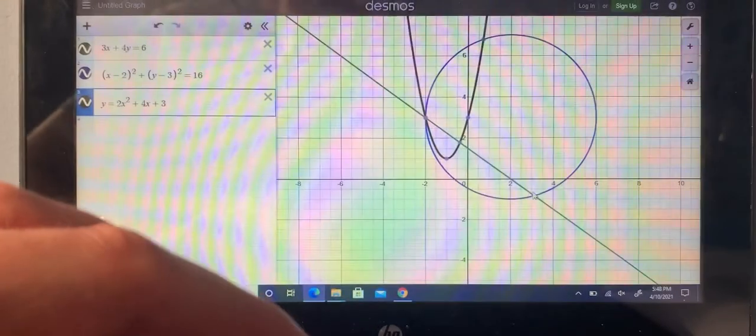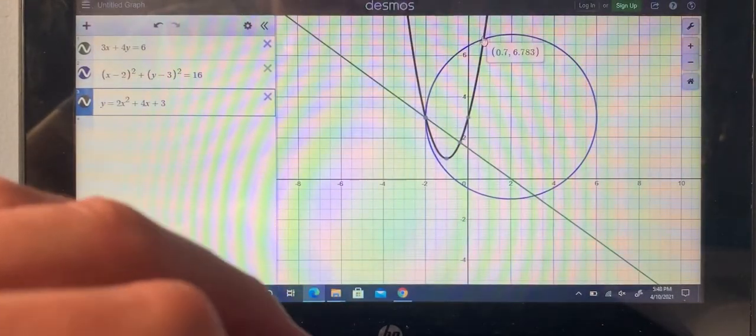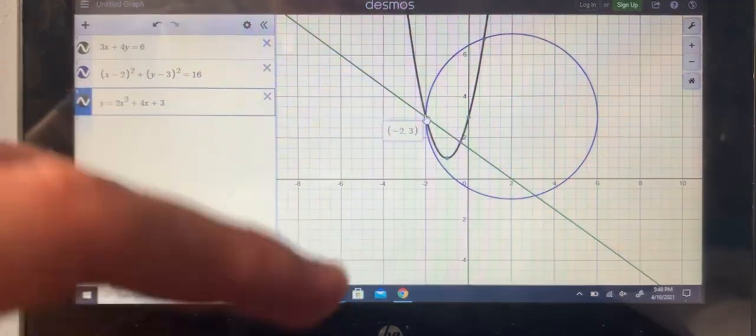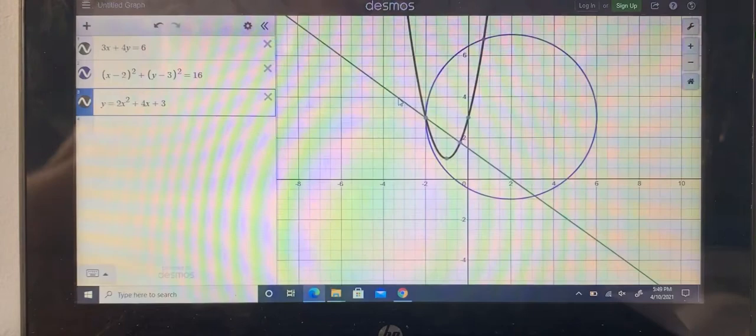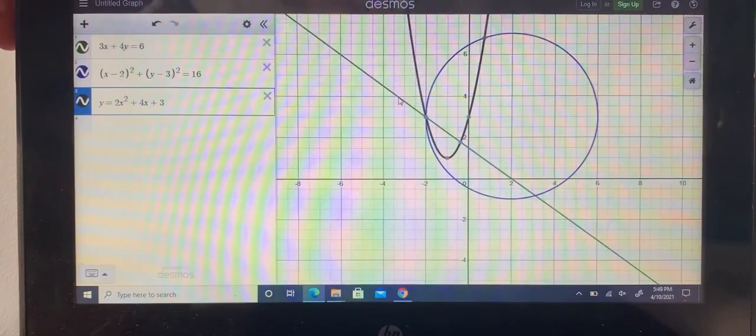The intersections between the circle and the quadratic are here and here. The intersections between the line and the quadratic are here and here, and the intersection between all three is right here. Now, you can use these graphs, as we've seen in the other videos, to write the equations. Now, we're going to go over how to algebraically solve for their points of intersection.